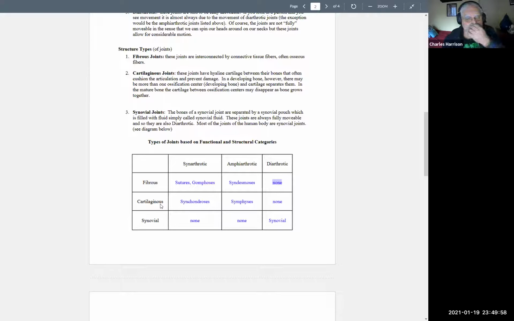Cartilaginous joints. These are the ones where I said hyaline cartilage intersperses itself between two bones, sometimes three. A cartilaginous joint that is not movable. A cartilaginous joint that is synarthrotic, not movable, is a synchondrosis.